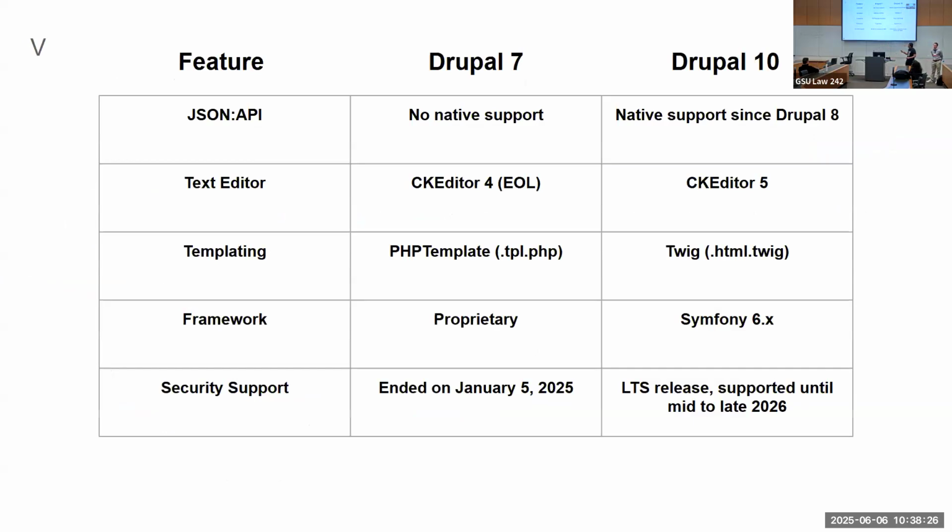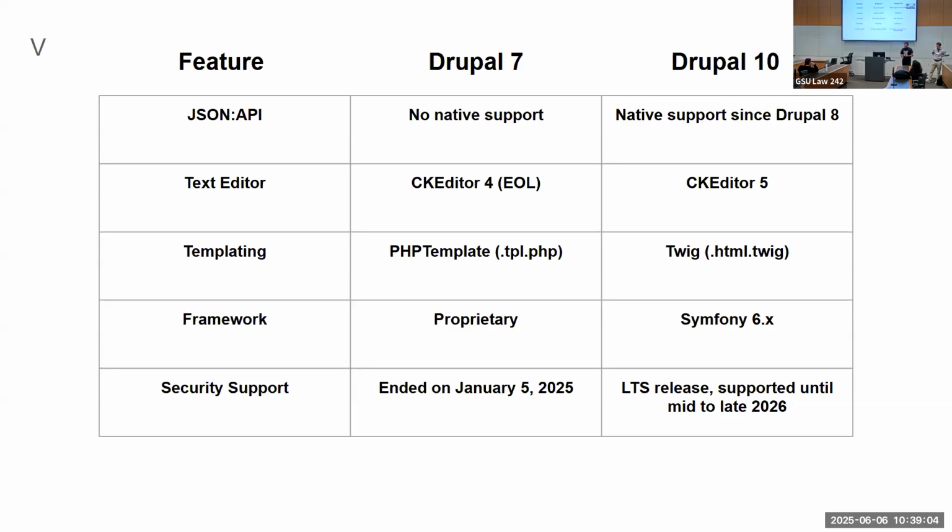Let's talk about the first feature, JSON API. In Drupal 7, there's no native support, but Drupal 10 has native support of JSON API, since Drupal 8. The second feature is the text editor. Drupal 7 uses CKEditor 4, which at this point is at the end of life stage. And Drupal 10 has CKEditor 5, which is the latest version of the CKEditor, and it's a what-you-see-is-what-you-get editor. So you have everything that you need to edit your text, formatting, etc.